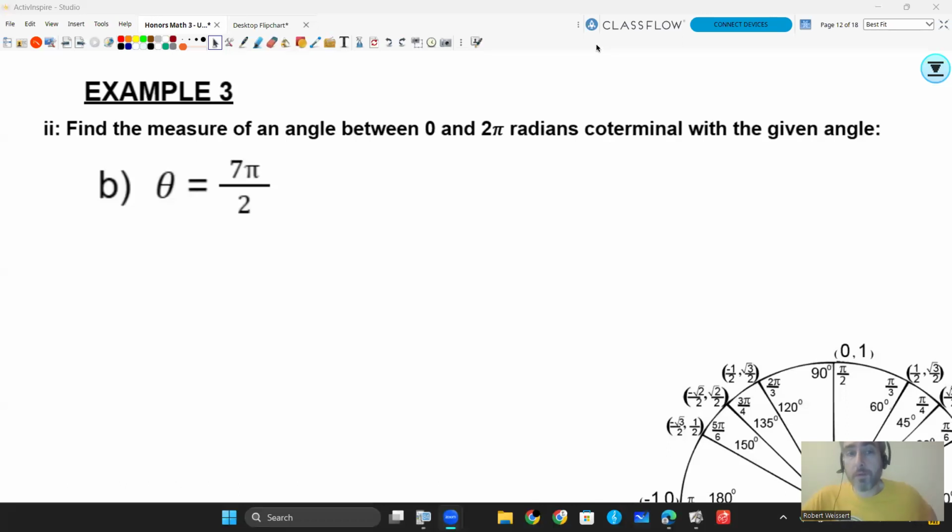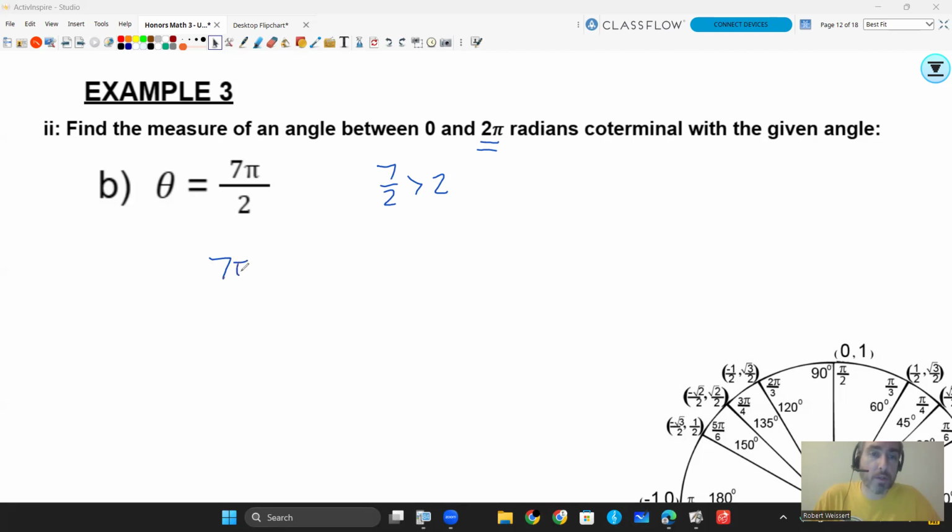You should probably try this one on your own, so pause the video, and then you can unpause it and try it and check the answer. All right, here we go. So I have 7 pi over 2. That's going to be too big. If you look at 7 pi over 2, we know that 7 over 2 is going to be greater than 2. So it's not between 0 and 2 pi, meaning that we're going to have to subtract since it's too big.